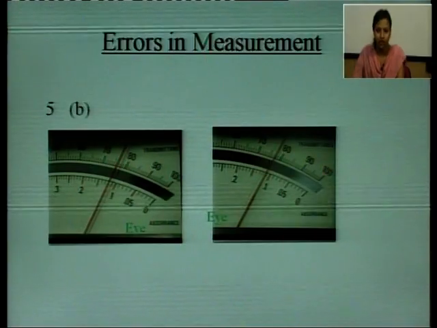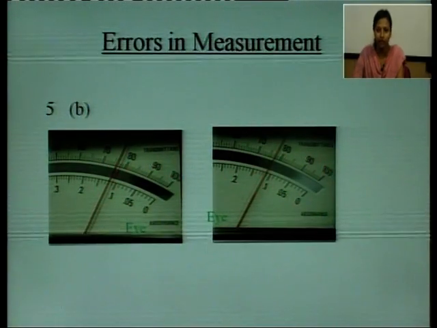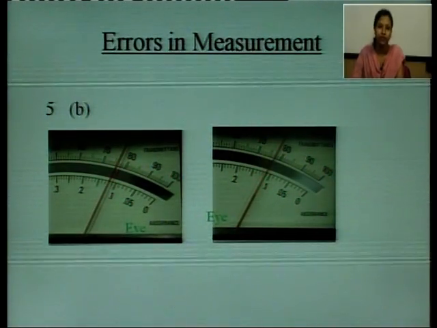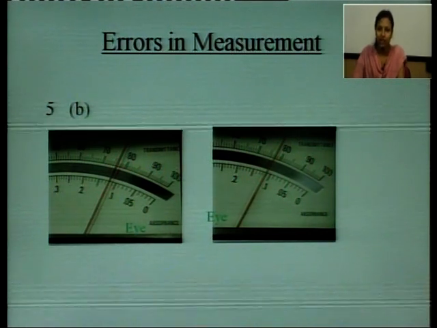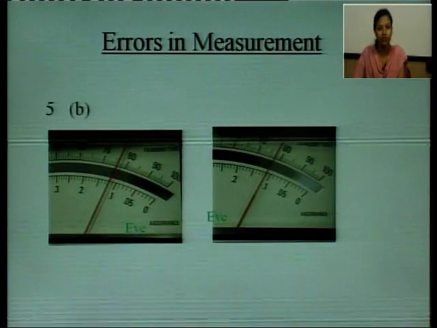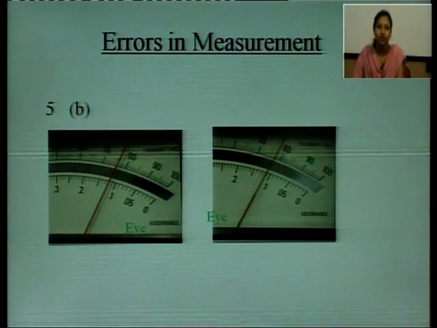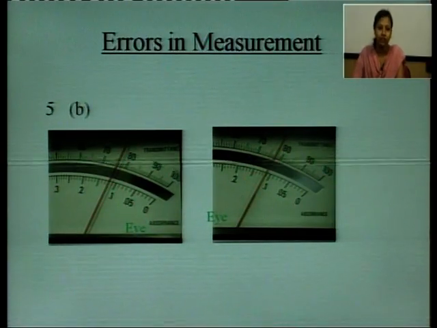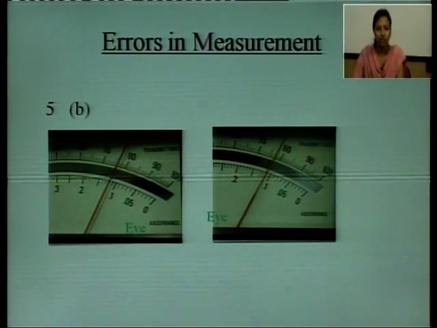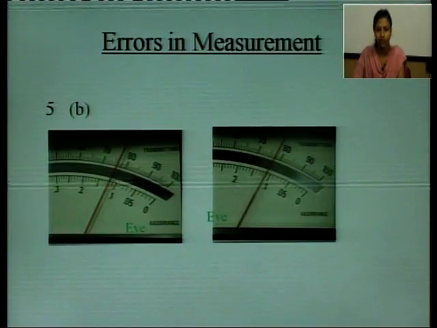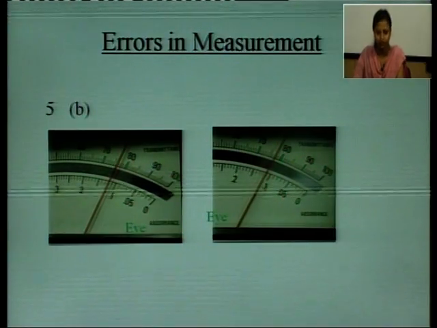Here is another example. In the left figure and in the right figure, these both are not correct, because we can easily see the pointer as well as its reflection. If we are able to see only one line, that is, its reflection is below that pointer, then that reading is an accurate reading.